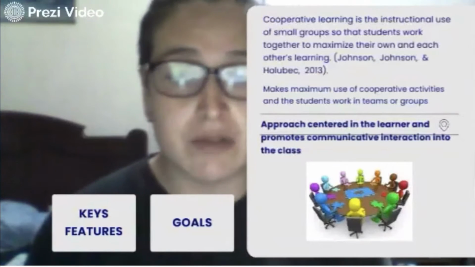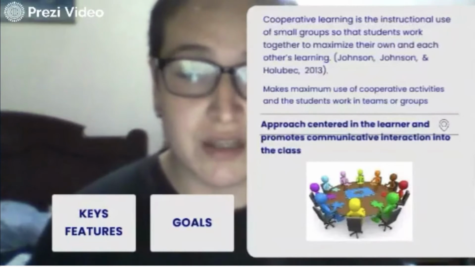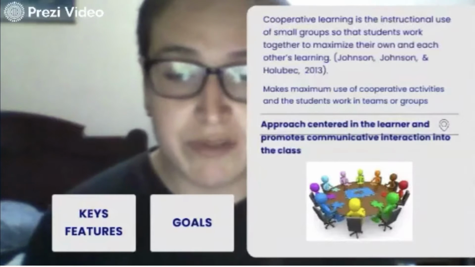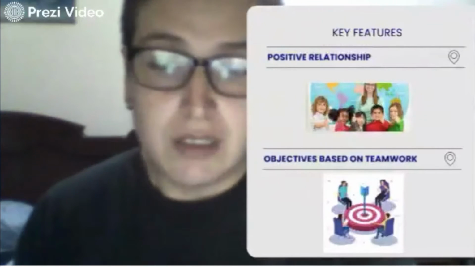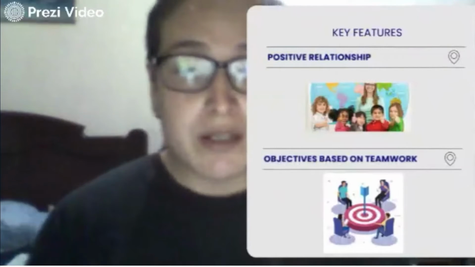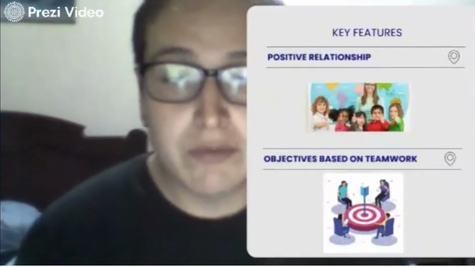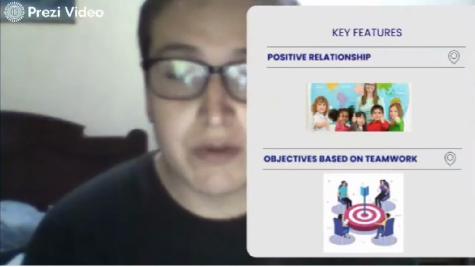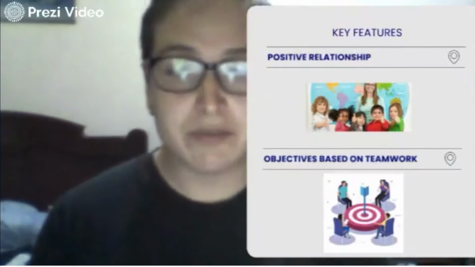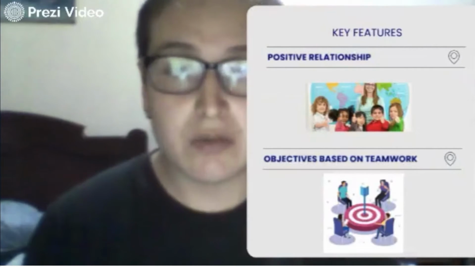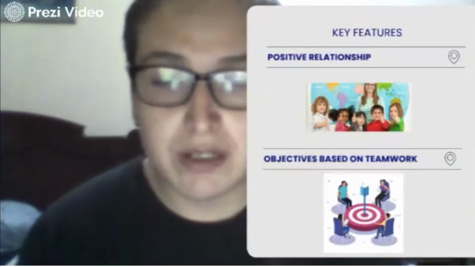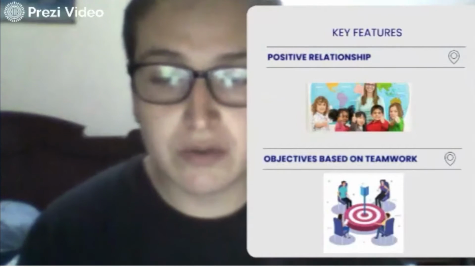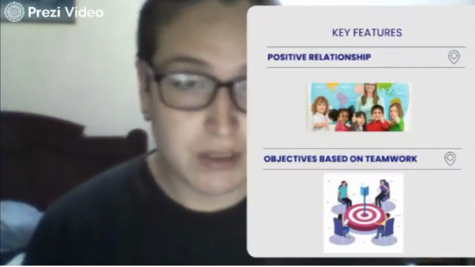Cooperative language learning is an approach centered on learning that promotes community interaction in the class. Key features: cooperative language learning provides the teacher with a positive relationship among the students and raises the achievement of all students in the class. It replaces the competitive objectives of most classrooms in schools with a structure based on teamwork.